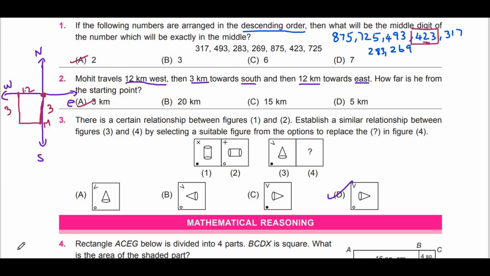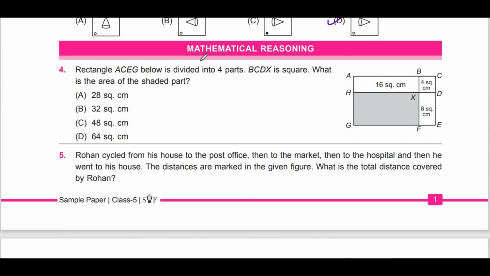Now let's see the next section, which is mathematical reasoning skill. So we are going to section 2, which is mathematical reasoning skill. Now let's see the fourth question for today, which is rectangle ACEG. So we have a bigger rectangle ACEG. It is given that the outer rectangle is divided into 4 parts. So that is 1 part, 2 parts, 3 parts and 4 parts.